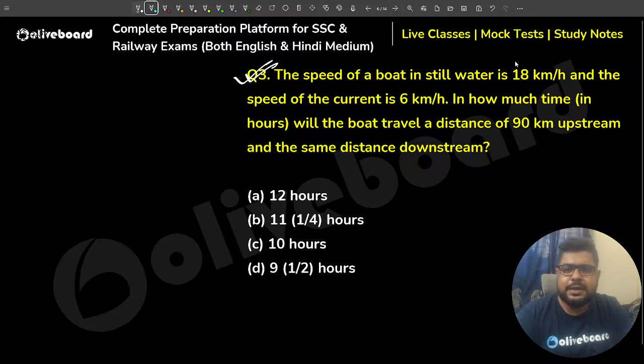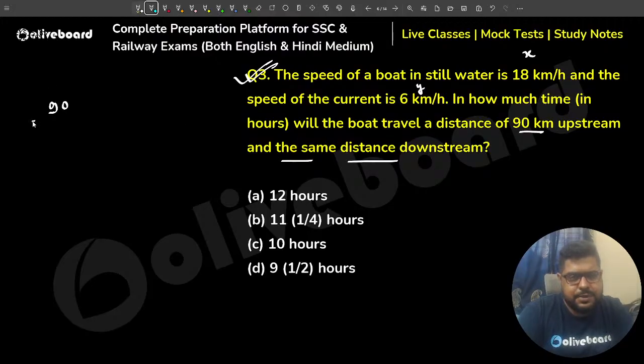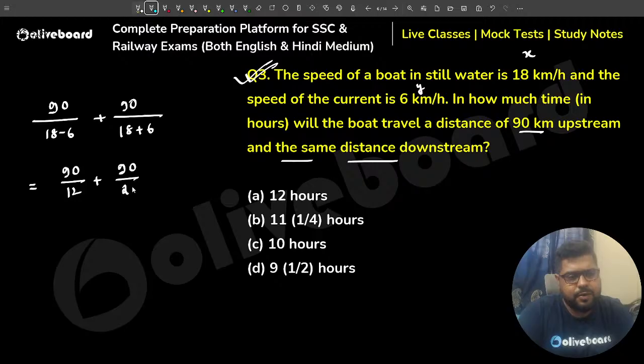Chalo, let me help. The speed of the boat in still water, x, is given. The speed of the current, y, is given. How much time to travel this much distance upstream and downstream? So 90 upstream, meaning 18 minus 6 as the upstream speed, plus 90 at 18 plus 6. So 90 by 12 plus 90 by 24. So again, it is 3 times 90 by 24 will be the answer, if I'm not wrong. So 11 whole 2 by 4, meaning 1 by 2 hours is the answer.